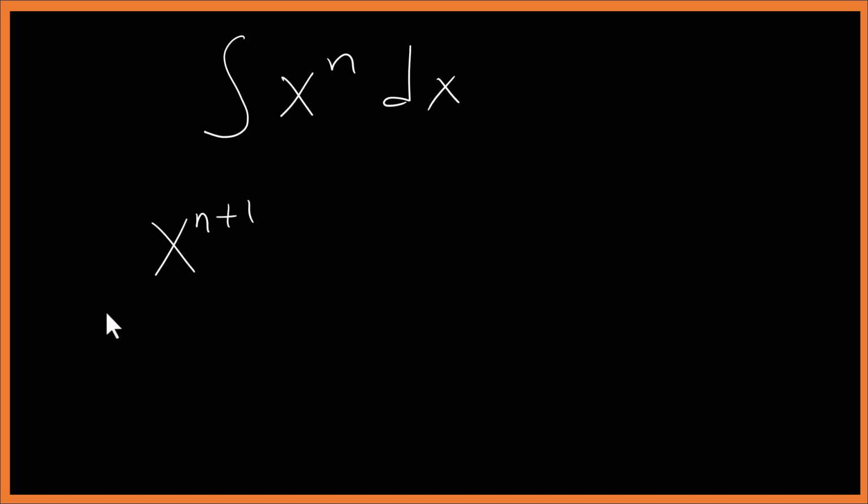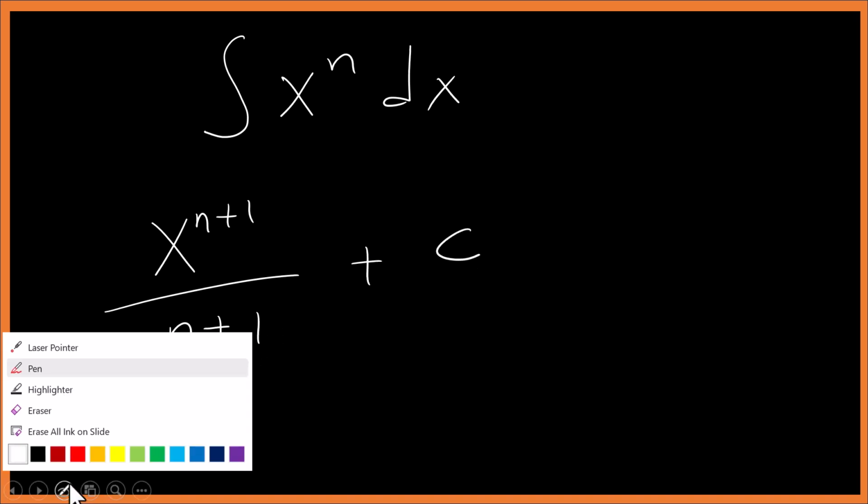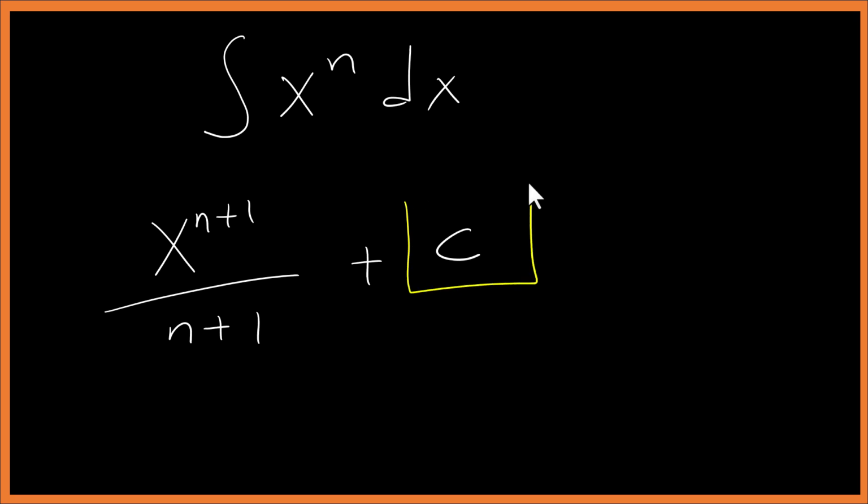Now, why do we add plus c to indefinite integrals? So when you're given the integral of x to the power n dx, the answer will be x to the power n plus 1 over n plus 1 plus c. So the question is, where is this c from? Why plus c?